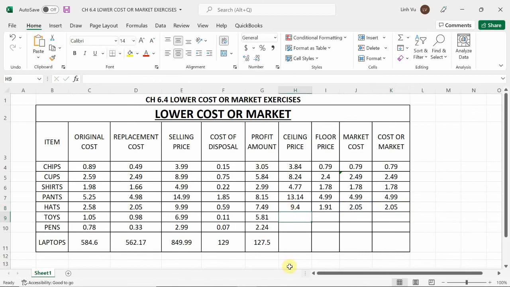Couple more examples left. If I decided to buy some toys, it cost me $1.05. It's now telling me that it's worth 98 cents. I sell these toys at $6.99. To dispose of them is going to cost me 11 cents, and the profit I want to get out of it is $5.81. So in this case, the ceiling is $6.88.